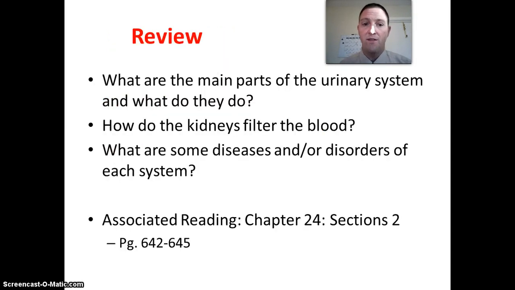All right, quick review. You need to know the structures and functions of the urinary system. What are the main parts? What do they do? You want to have a general understanding of how these kidneys filter your blood. It has to do with the circulatory system. Okay? Dump everything out, the good stuff goes back in the blood, the bad stuff goes to the bladder. Okay? You want to know some examples of those diseases and what's wrong with the system and why you get those symptoms. Cool?